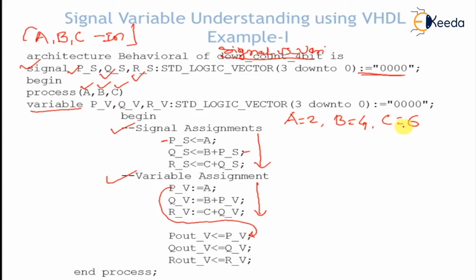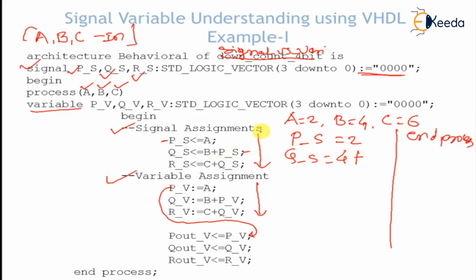Okay, so what will happen in a signal assignment? In signal assignment, when the first execution happens, P_S becomes 2. This I am telling after the end of the process. So P_S is equal to 2. Now here Q_S is equal to B, B's present value is 4, plus P_S. P_S's previous value is 0, so it is 0. That means it should become 4.